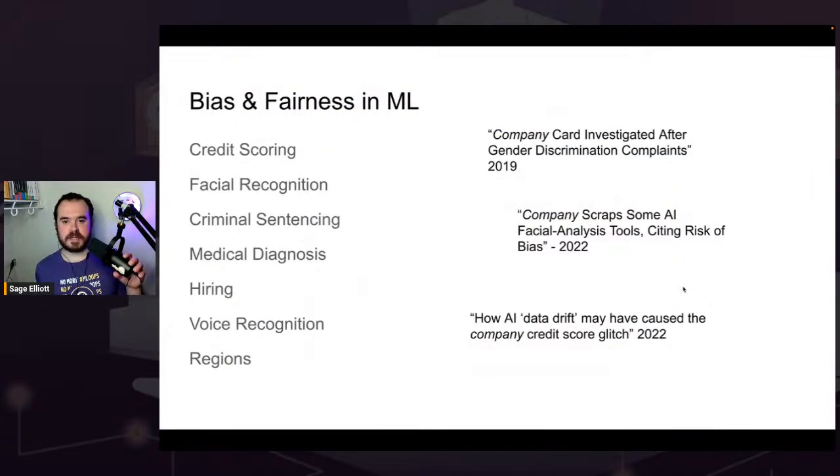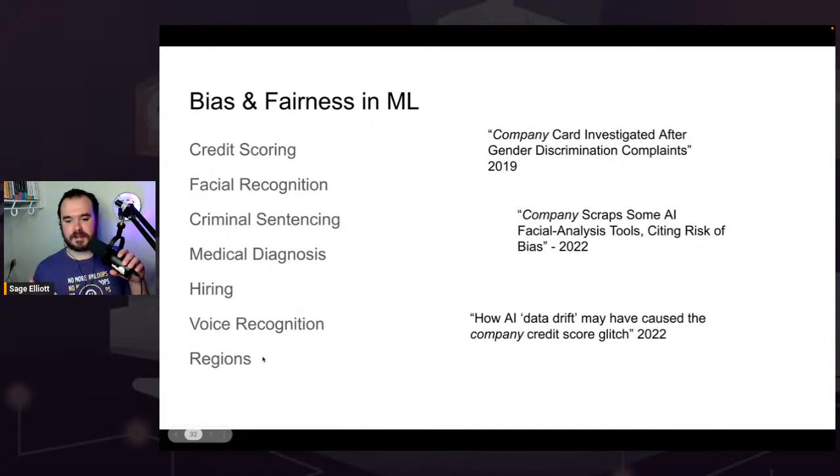So bias and fairness in ML. Who's seen any interesting stories around bias and fairness in ML? You've probably seen a lot of headlines in the news, pretty common ones that I've seen the last several years, like credit scoring is a big one that keeps coming up. I've anonymized the companies in these headlines, but credit card investigated after gender discrimination complaints. There was a story a couple of years ago where a credit card was approving men way higher than women, facial recognition, criminal sentencing, medical diagnosis, hiring, voice recognition.